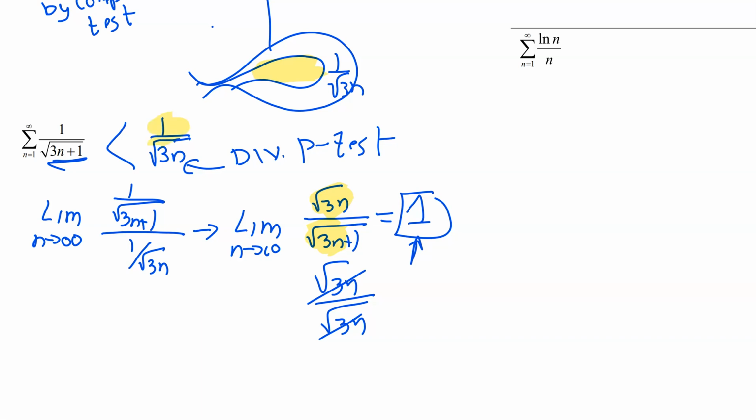Since the thing we're comparing to diverged, that means that the original function diverges by limit comparison test. Okay. Again, we only use a limit comparison test when our direct comparison test is not working. Okay, I'm going to look at some other ones. Pause the video if you need to.